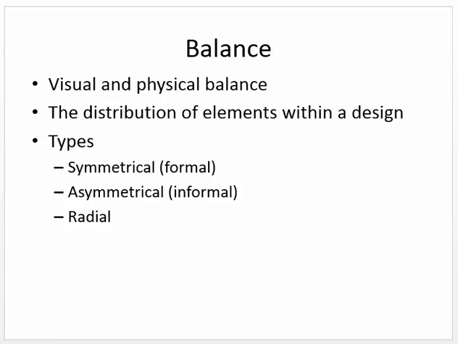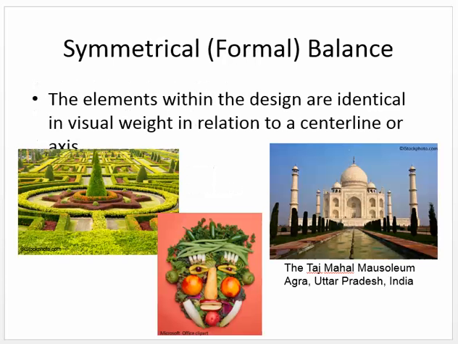Balance, visual and physical balance. Our first type of balance we're going to talk about is symmetrical. It's formal balance. All right, symmetrical. The elements with the design are identical in visual weight, meaning whatever you have on the left, you have on the right. So this is symmetrical balance. What you have over here on the left is essentially what you have on the right. Same thing here again. Just draw a line right down the middle, and you have symmetrical balance.